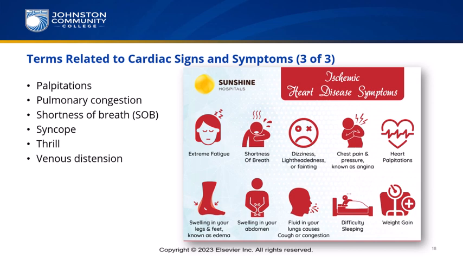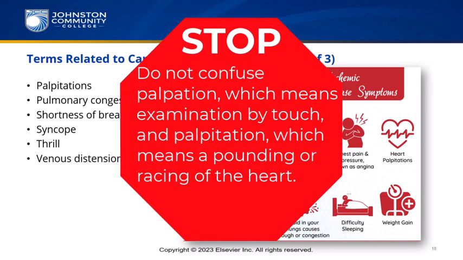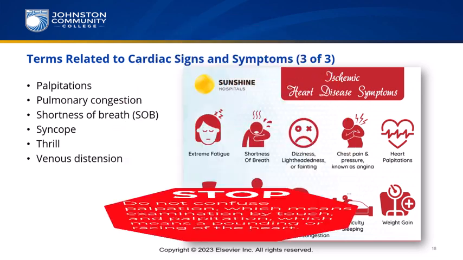Then we have shortness of breath, which you may see documented as SOB, which is breathless air hunger. And then we have syncope, which is fainting or a loss of consciousness. A thrill is a fine fibrillation felt by the examiner on palpation. Venous distension is an enlarged or swollen vein. Be careful. Do not confuse palpation, which means examination by touch, and palpitation, which means pounding or racing of the heart.